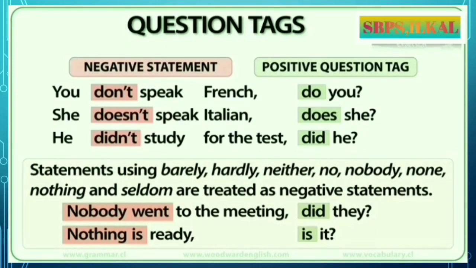Now here the statements. Statements using negative words such as barely, hardly, neither, no, nobody, none, nothing, seldom are treated as negative statements. So if these appear in the statements, the question tag must be positive. For example, nobody went to the meeting. Here nobody is a negative, so the statement will be negative. The question tag will be positive. Did they? Went is a simple past tense verb. So did they? Next, nothing is ready, is it?